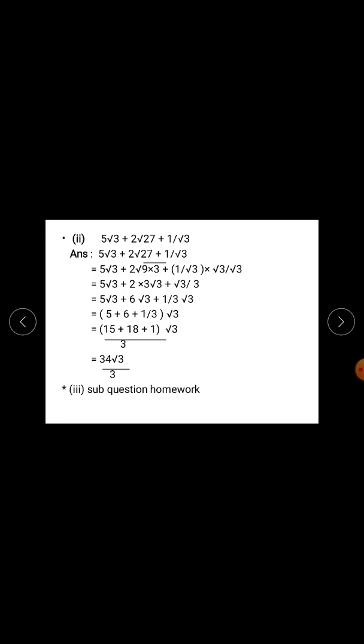Now use the LCM method here. So 5 plus 6 plus 1 upon 3. So here it comes 15 plus 18 plus 1 upon 3 into root 3. Here 3 is in denominator now. So 5 3s are 15, plus 6 3s are 18, plus here 1. So 15 plus 18 plus 1 upon 3 into root 3. Now 15 plus 18 plus 1 is 34. So 34 into root 3 upon 3, 34 root 3 upon 3. Students, third sub question is homework.